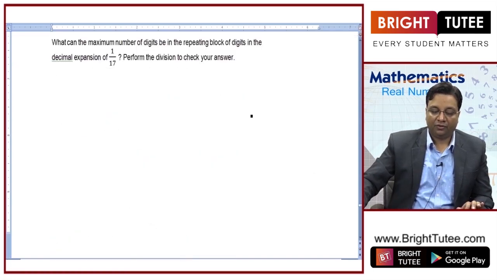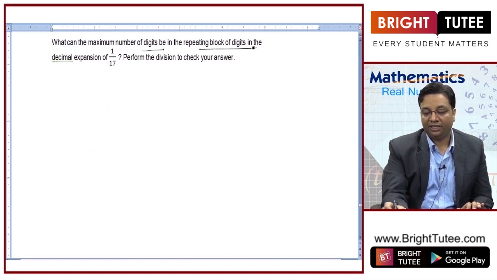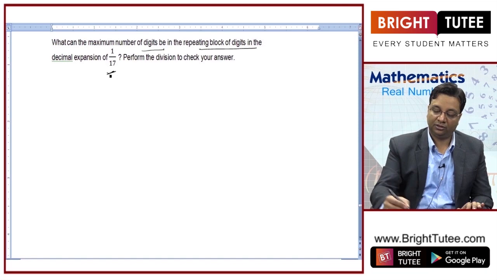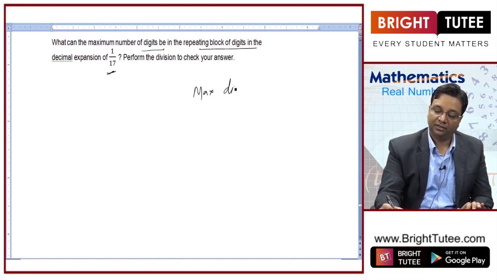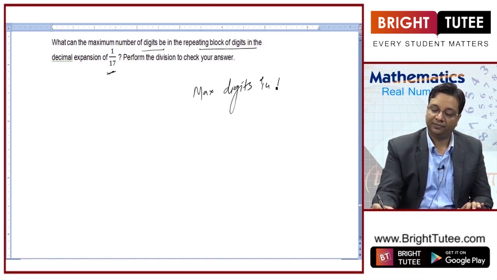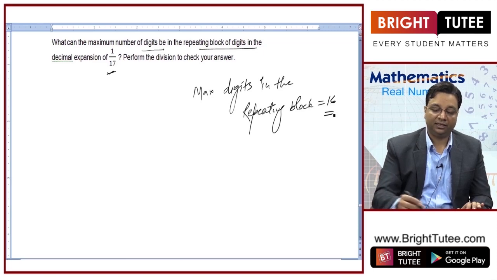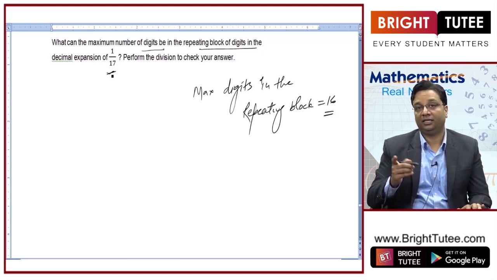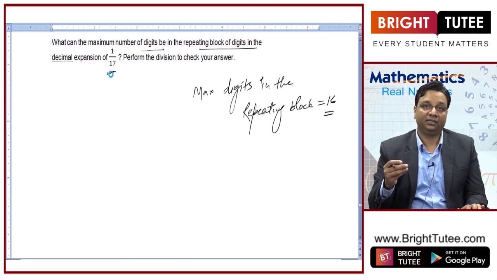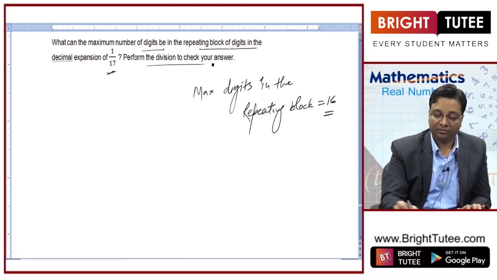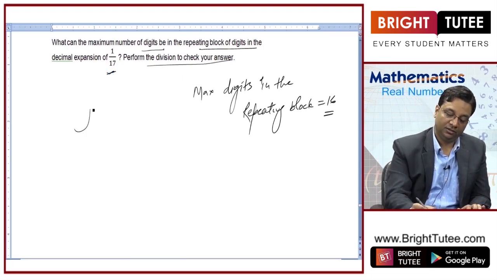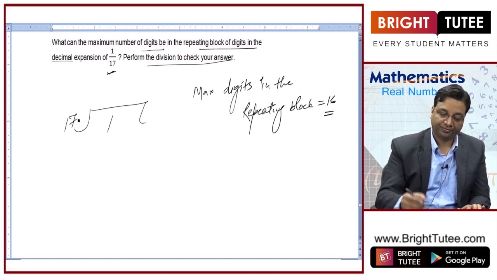What can be the maximum number of digits in the repeating block of digits of the decimal expansion of 1 by 17? So maximum digits in the repeating block is 16, right? Lesser than the divisor. Divisor is 17, so the maximum number of repeating digits will be 16. Perform the division to check your answer. So you will have to perform the division to check your answer.